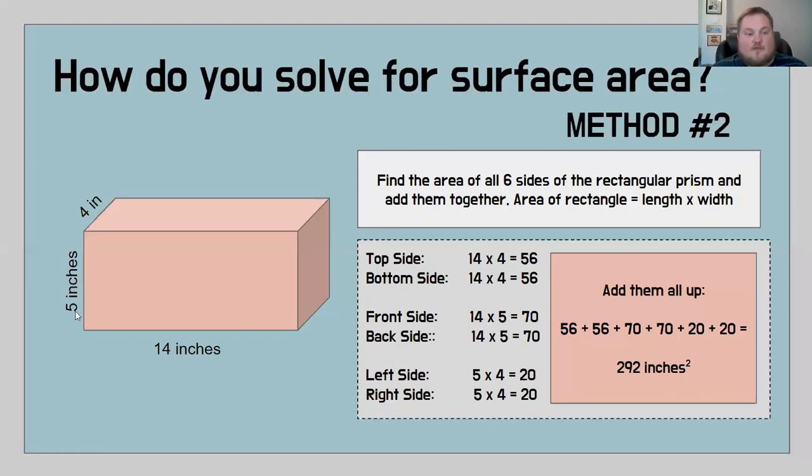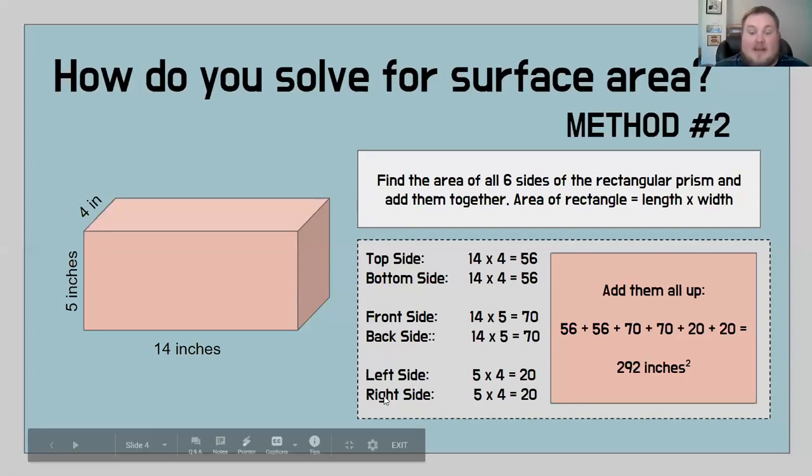Now, for this front side, the length is 14 and the height is 5, or the width is 5. So 14 times 5 is 70. And the back side is going to be 14 times 5 as well, which is 70. Now the side, the height is 5 inches, because you see it right there, and the width is 4 inches. So 5 times 4 is 20. And that's going to be the same for the right and the left side. You add them all up, and it's 292 square inches.